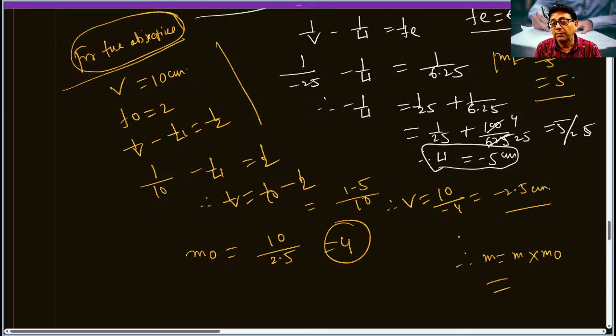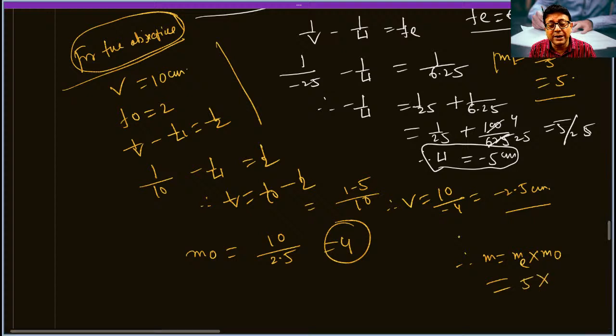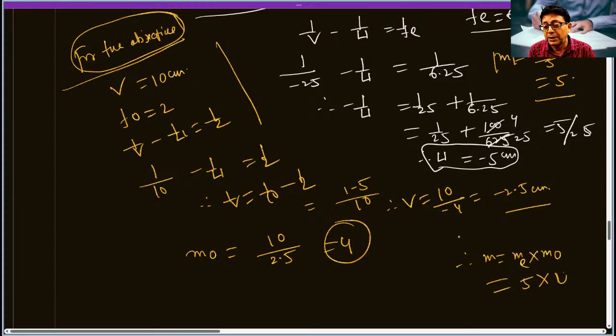So this is 5. I mean that 5 we already got, so no need to do it again. This is 5 into 4. Answer is 20. Clear?